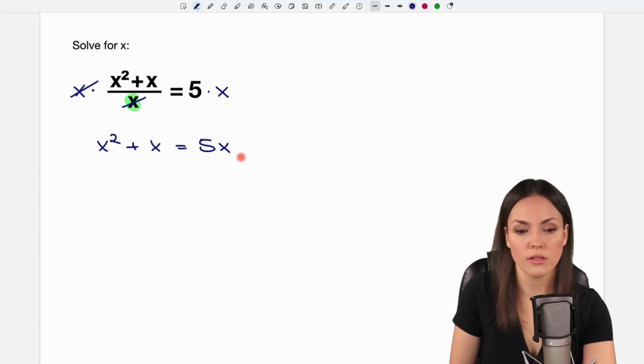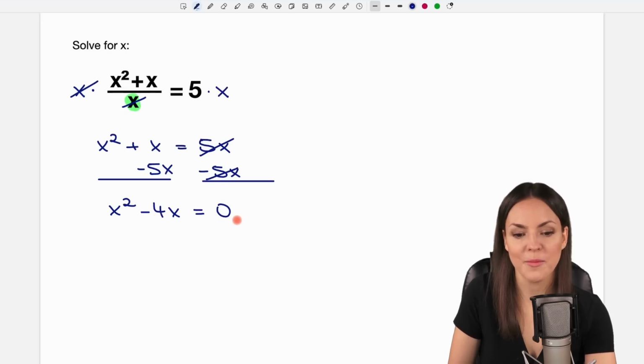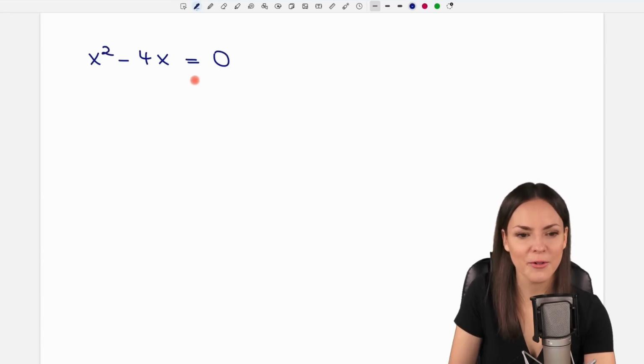Now I just have a quadratic equation. I can bring everything to one side of the equation, so I subtract 5x on both sides so that I get x squared here. 1x minus 5x equals negative 4x, and on the other side these two cancel out and I have my 0. This is how my equation looks now.